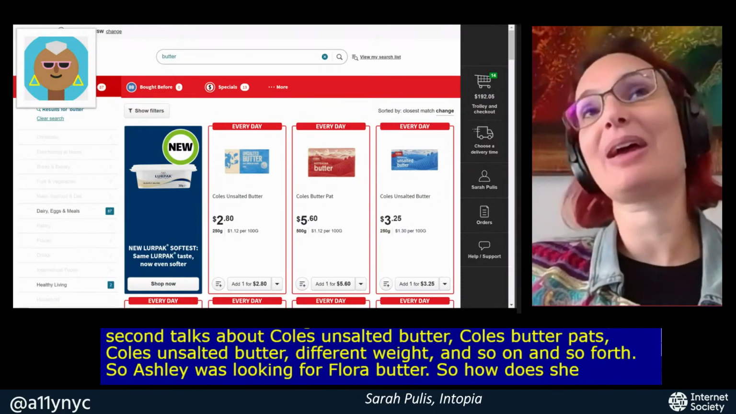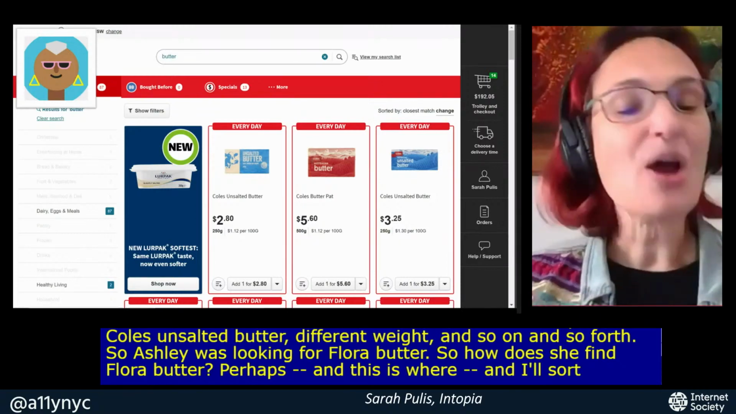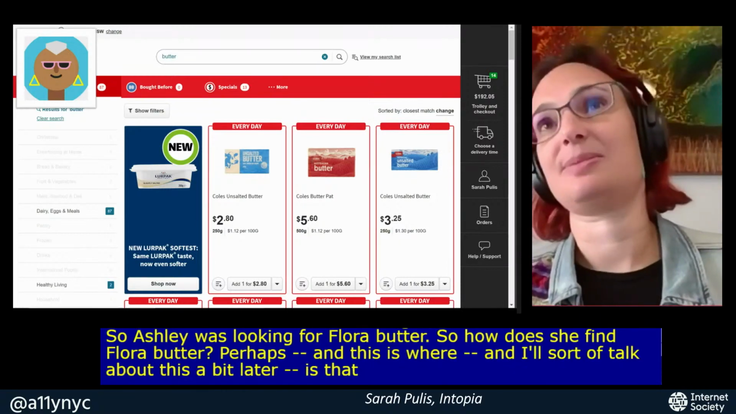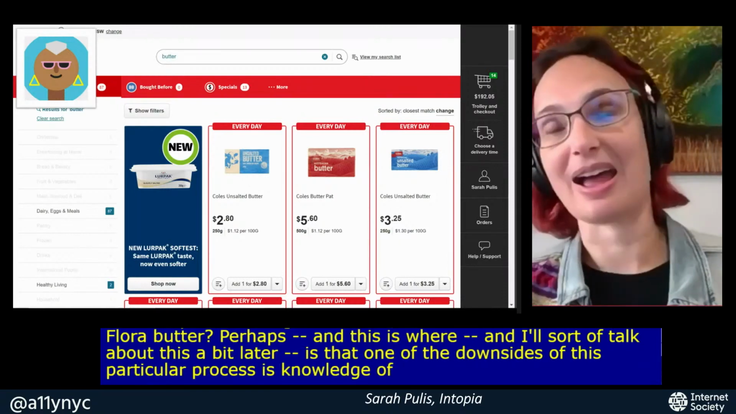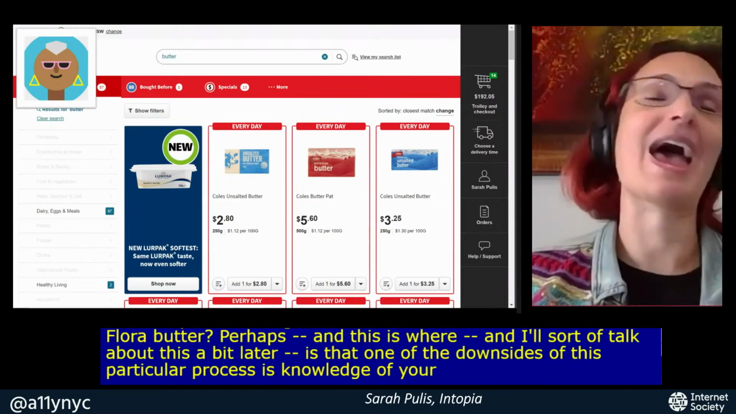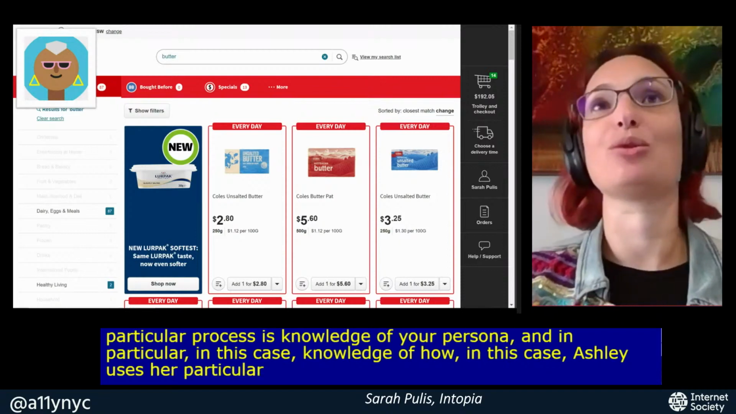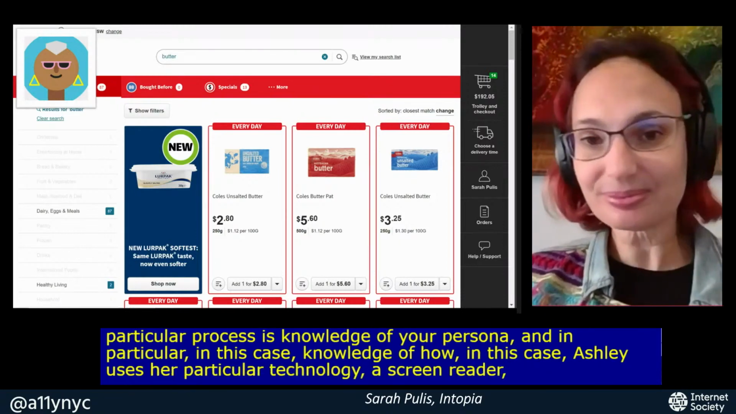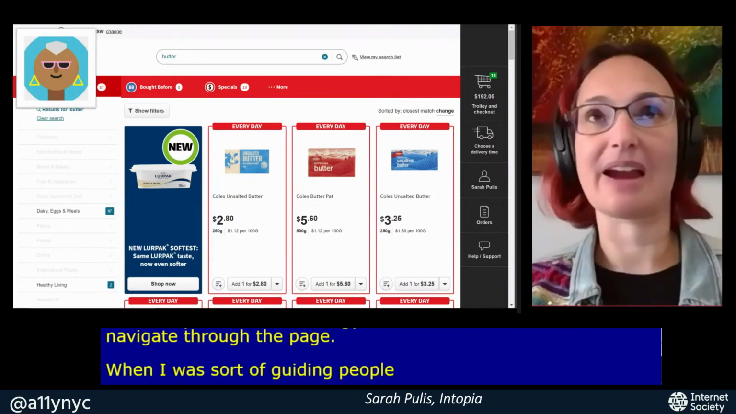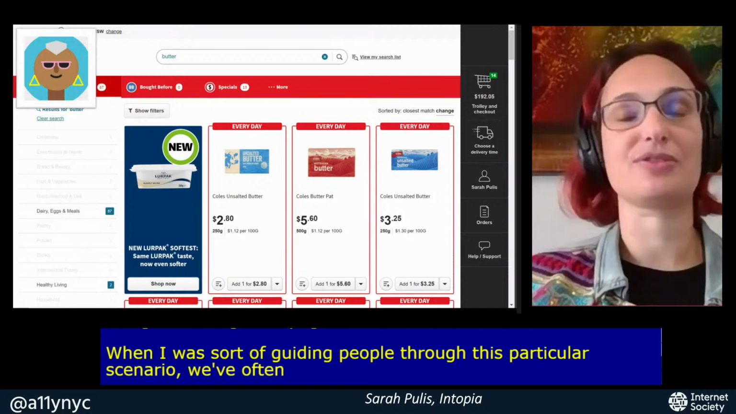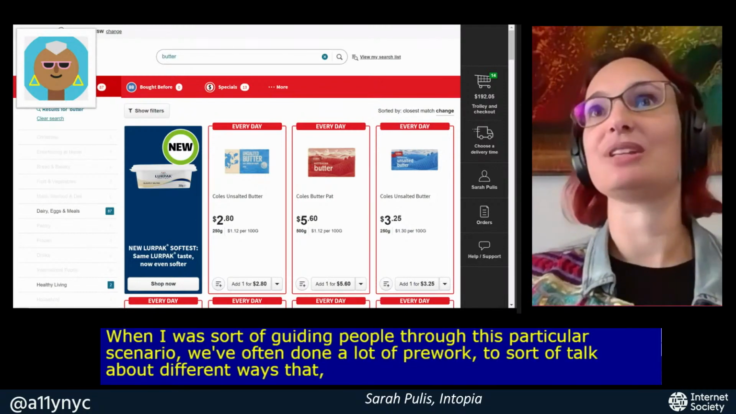Perhaps, and this is where I'll talk about this a bit later, one of the downsides of this particular process is knowledge of your persona, and in particular, in this case, knowledge of how Ashley uses her particular technology, a screen reader, in order to navigate through the page. When I'm guiding people through this particular scenario, we've often done a lot of pre-work to talk about different ways that, in this case, Ashley as a screen reader user navigates.